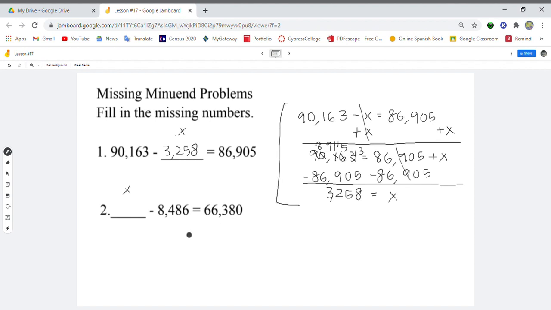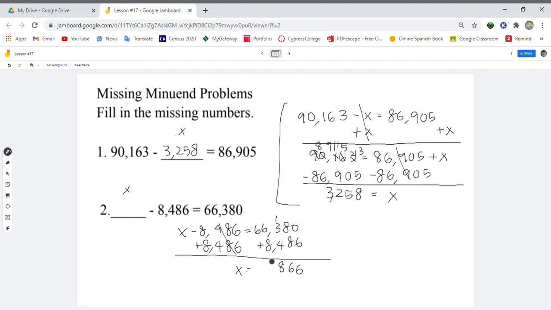Now for the next section, this is just the same and just as easy. x minus 8,486 equals 66,380. So now to get x alone, we just have to add 8,486 to both sides. So on the left side, we end up with x. And on the right side, we're just going to add it out. 6 plus 8 is 14, and then we end up with 74,866. And that's it for this section.